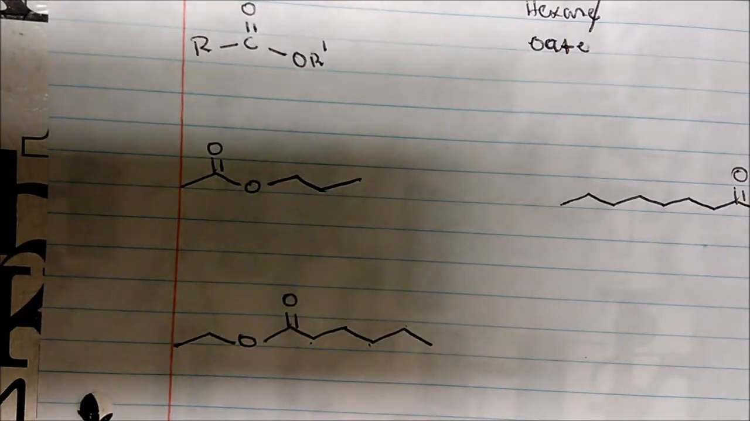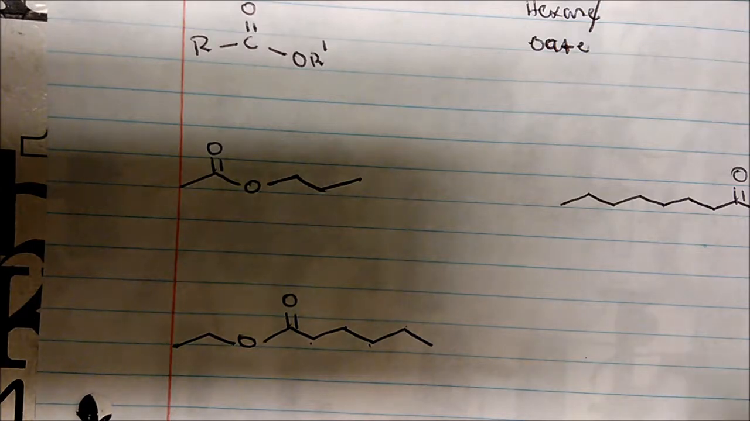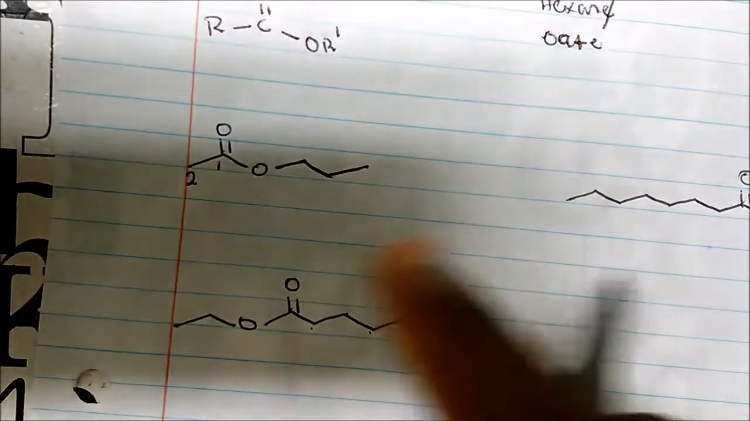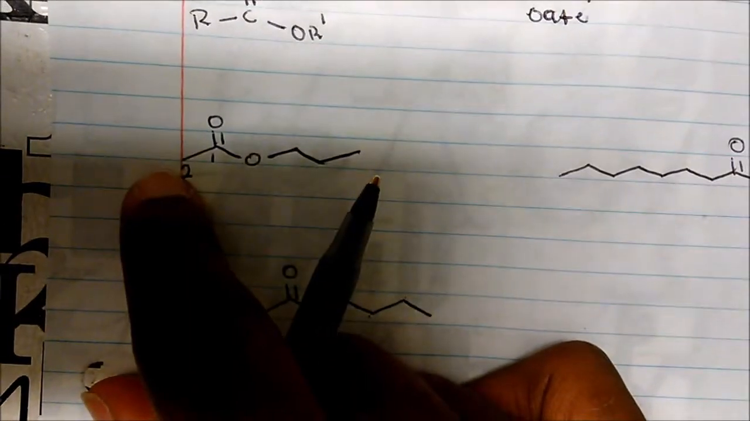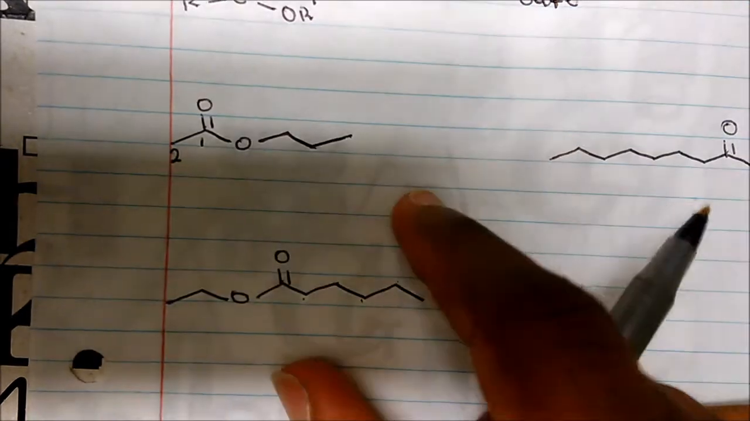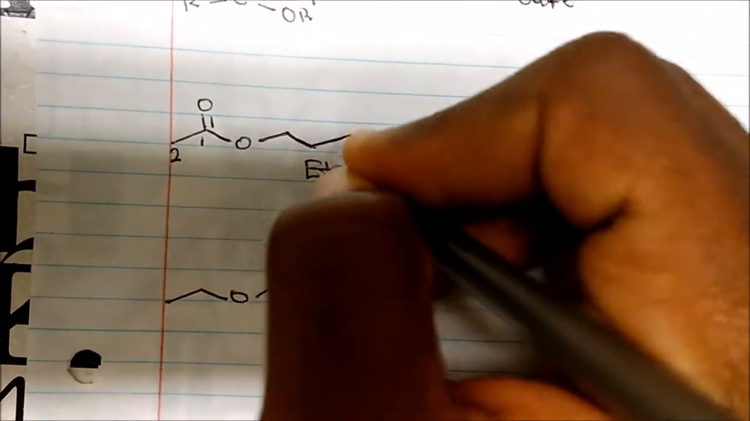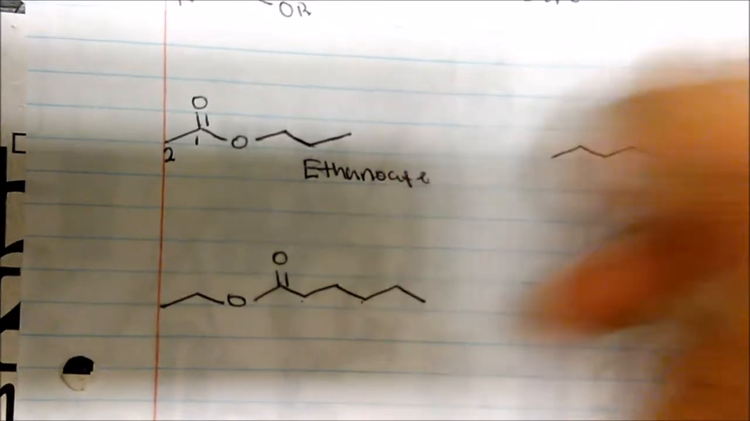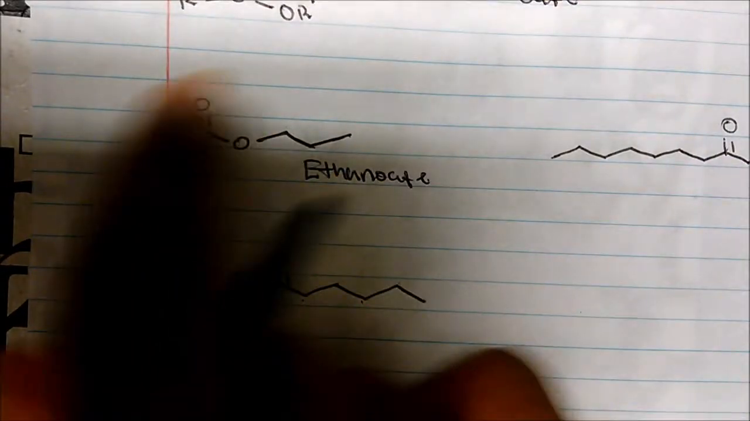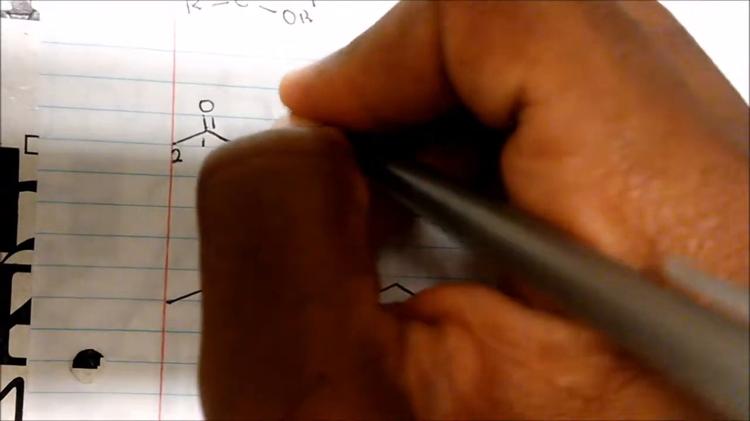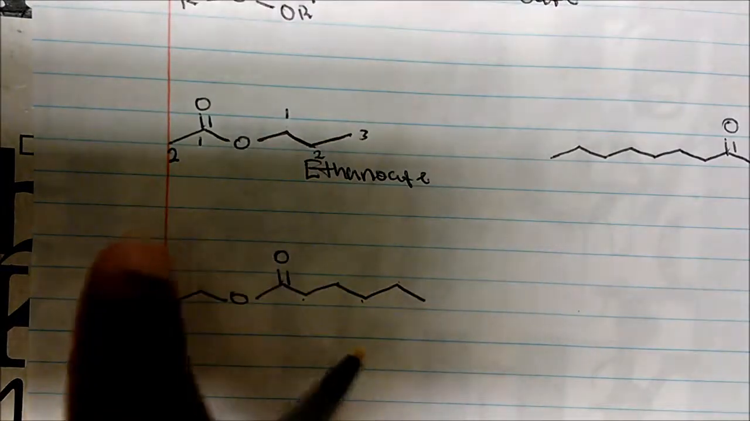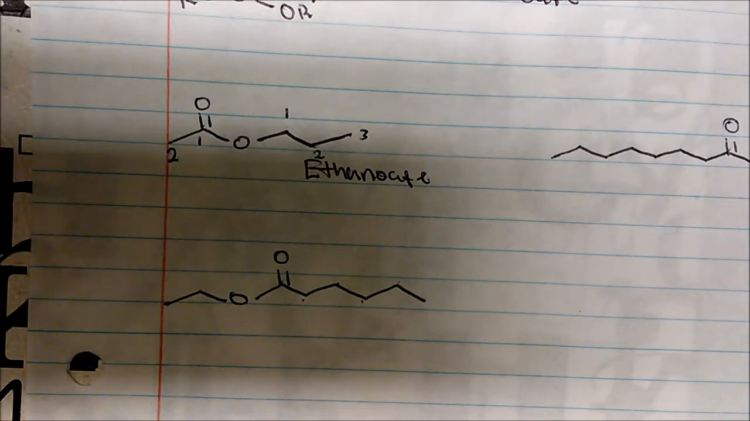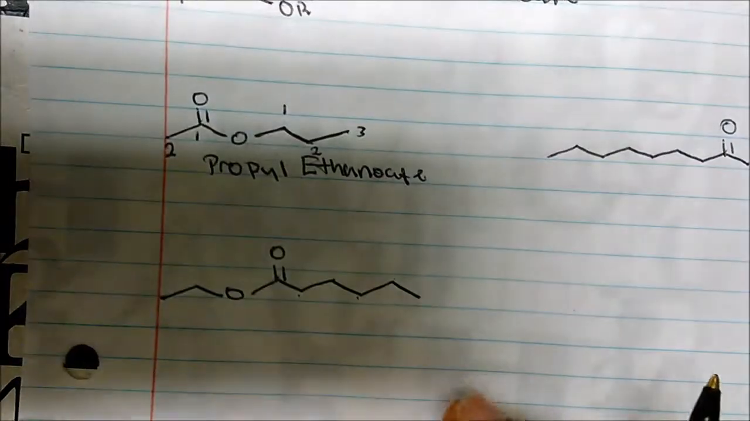Well, again, the longest continuous carbon chain includes my double bond. If I look at it, this is carbon 1, this is carbon 2. So as a parent, this is ethane. But again, remember we drop the E, so this is ethanoate. So the parent in this case will be ethanoate. And now look, what do we have bonded to the parent? Well, we have carbons 1, 2, 3. As a substituent, usually we say this as propane, but as a substituent, it's propyl. So this becomes propyl ethanoate.